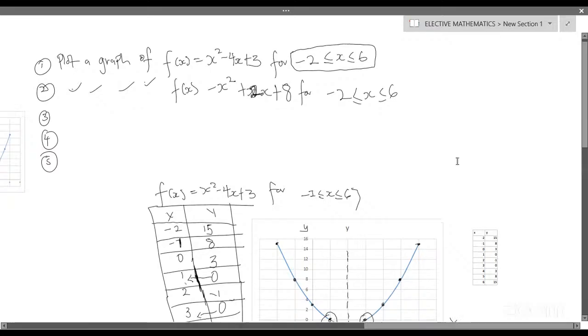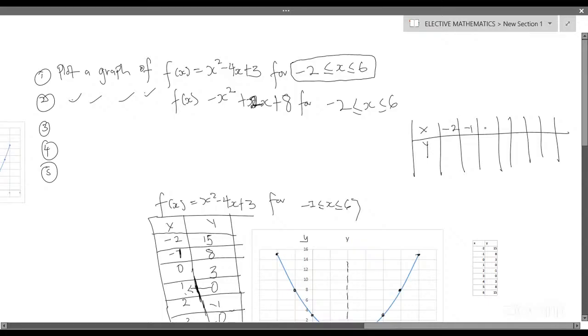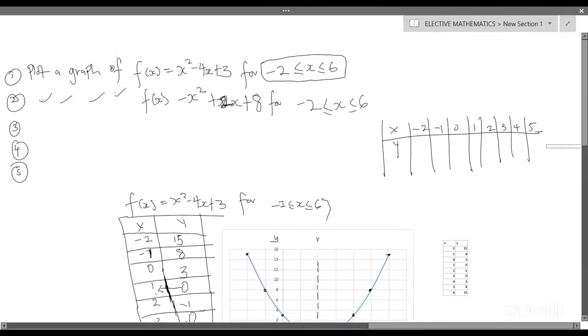Akotia, you help me with this one, the second question. We are plotting. We have the x and then the y. From the question, the range is what? It's -2 to +6. So we have -2, -1, 0, 1, 2, 3, 4, 5, 6.